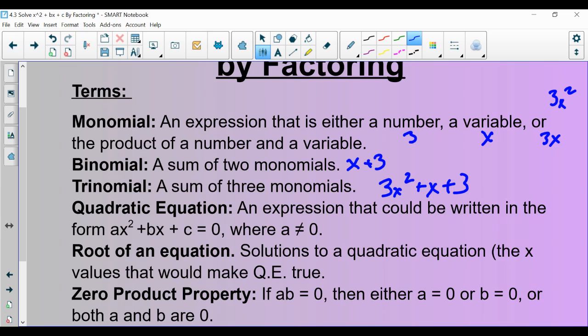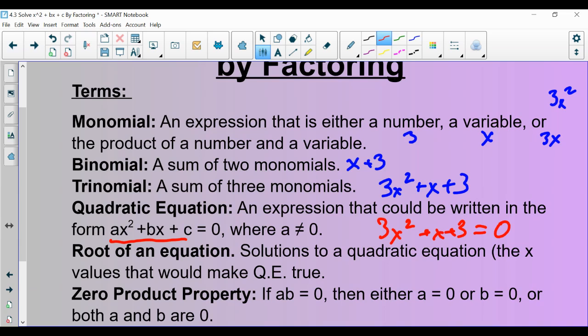A quadratic equation is our next term, and this would be an expression that could be written in this form: ax squared plus bx plus c. So something like this trinomial that I wrote, if I had said 3x squared plus x plus 3 equals 0, this you should identify as being an example. The a term is 3, the b term is 1 in this case, and the c term is also 3. This would be an example of a quadratic equation.